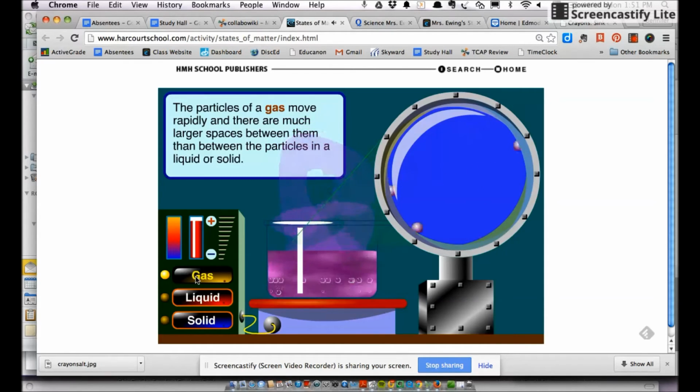Yes, there's a lot more space. They're spread out so much. Gases are not very dense at all. Particles are really spread out. So, draw this last one. Make sure you label it gas.